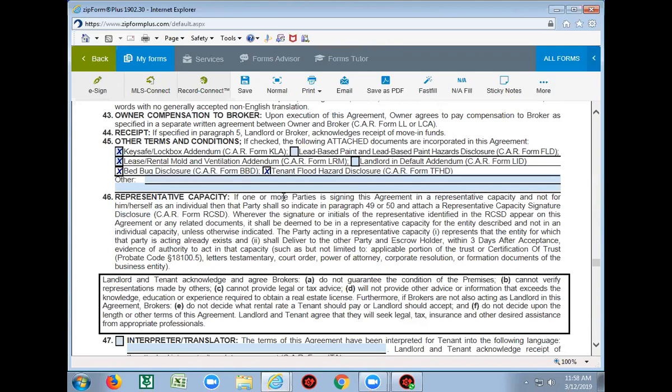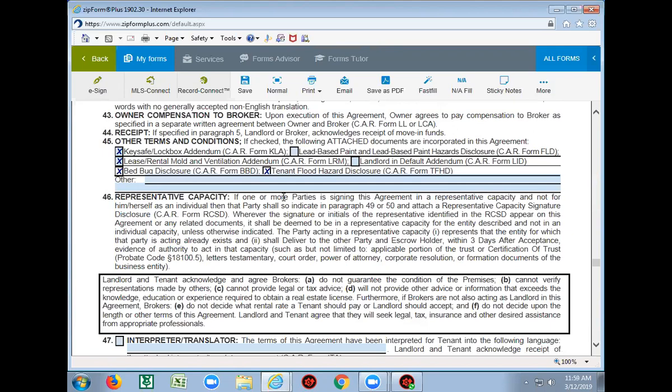45. If checked, the following attached documents are incorporated in this agreement: key safe and lockbox addendum. So I give them the KLA to sign it. Usually it's before they move out, and I would say allow me to install the lockbox. Usually I let the tenant sign everything, and certainly before they move out I ask them again. If they don't agree, well, certainly I would not install the lockbox and piss them off.